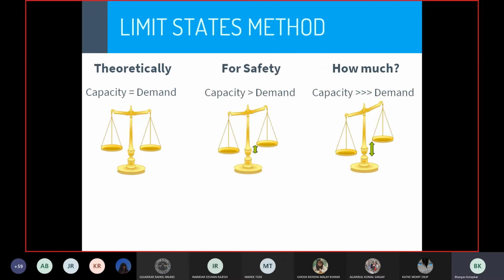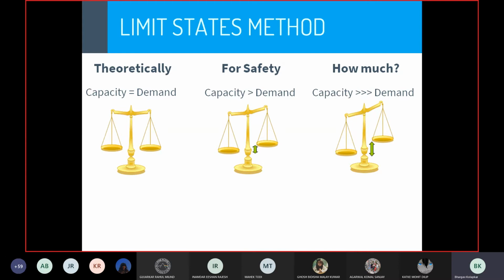So in terms of design, the theoretical perfection is that the capacity is equal to demand, meaning that the structure is perfectly capable of what is going to be subjected to it. But for safety and to take care of a lot of uncertainties pertaining to the material, members, the structure as a whole, and the loads that are going to be applied, the capacity has to be slightly greater than demand. But the question is how much?